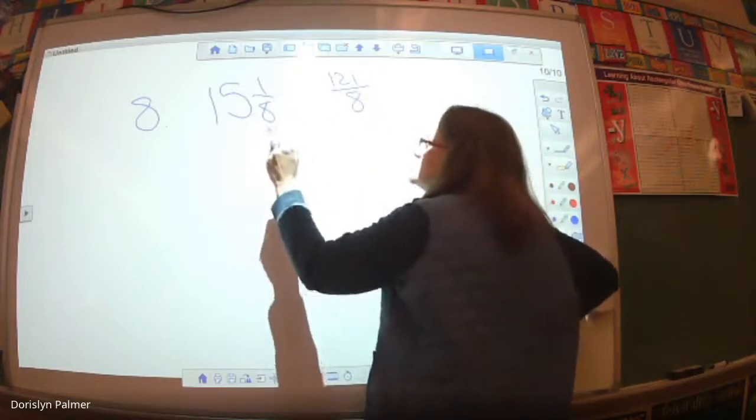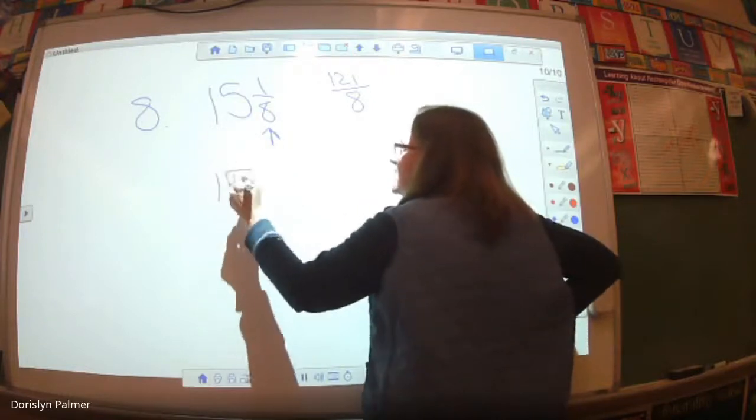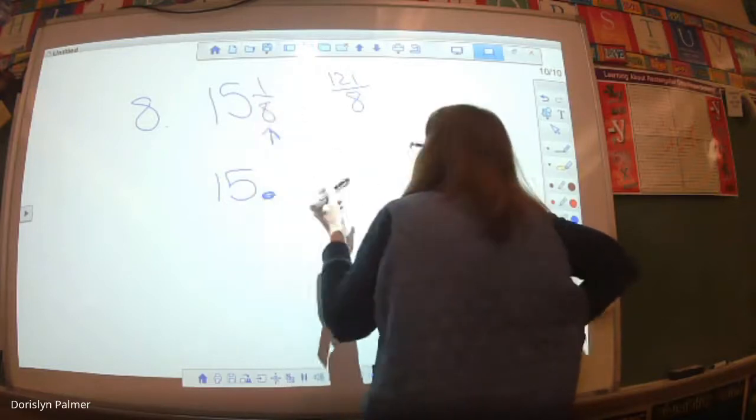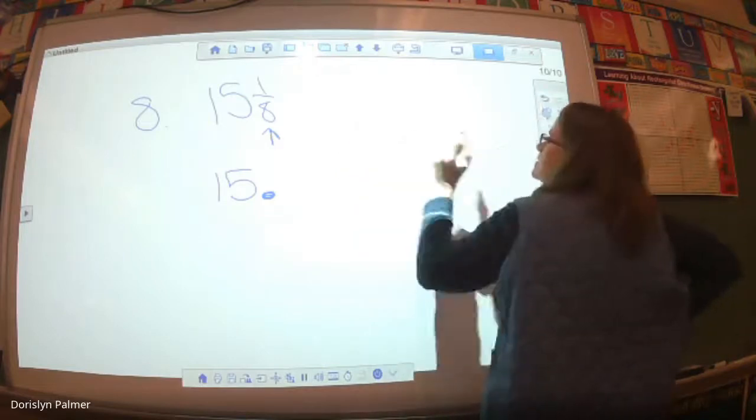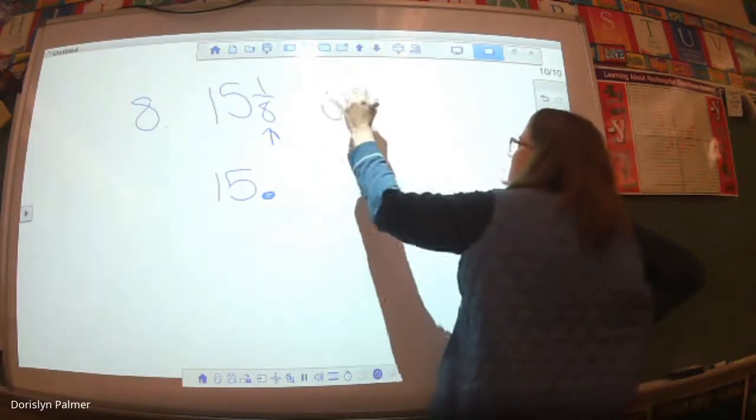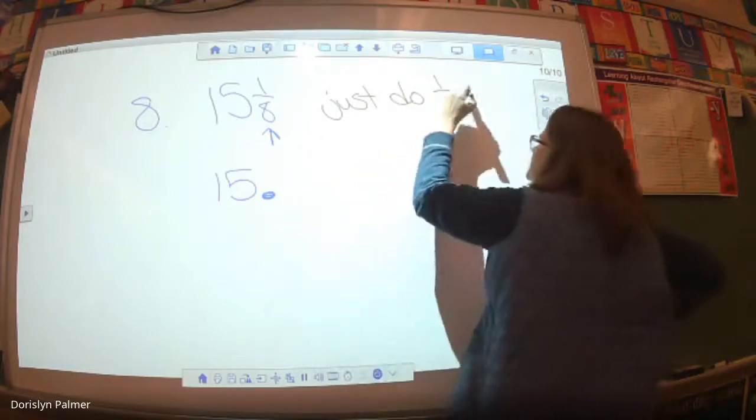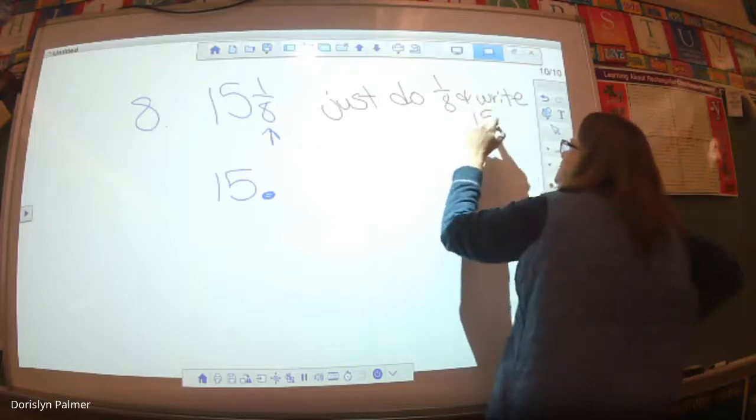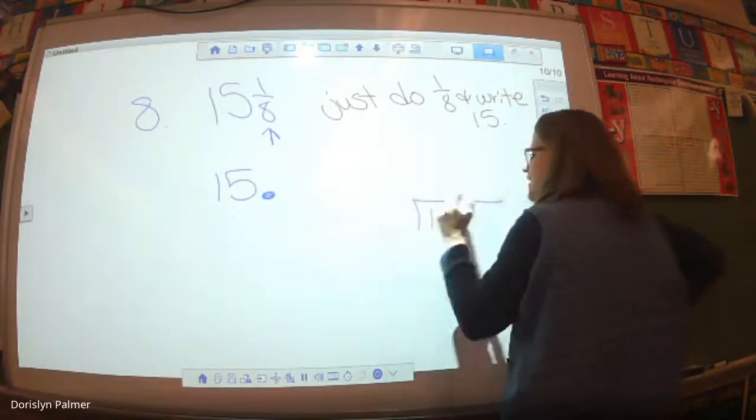You could just do this part, okay? This number will be 15 point, and then we could just do 1/8. So we're going to say just do 1 divided by 8. Okay, and we're going to keep the 15 and we're going to do 1 divided by 8. All right. 1 divided by 8.